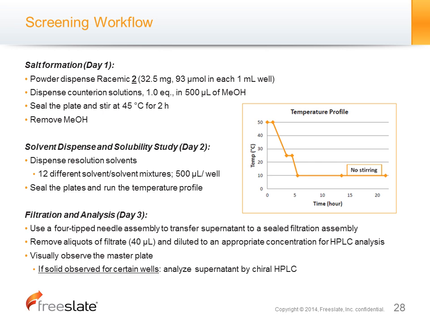So on the second day, we'll dispense these 12 solvent mixtures, 500 microliter per well, and seal the plate. And then we'll do this temperature profile. We'll start with 50 degrees stirring and gradually drop the temperature over time. And for the last few hours, we'll stop the stirring, so that whatever is not soluble will gradually precipitate out.